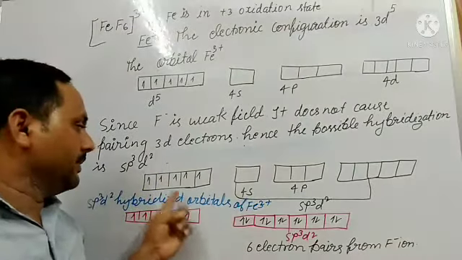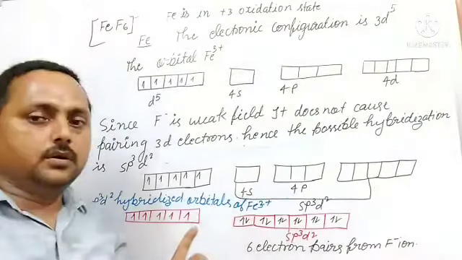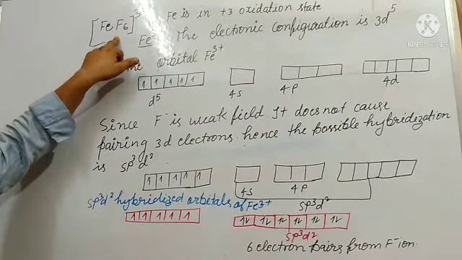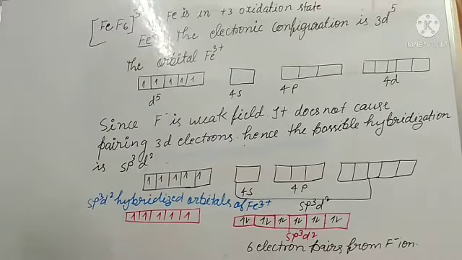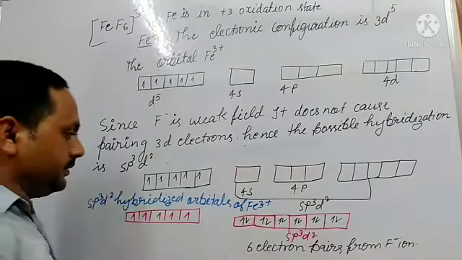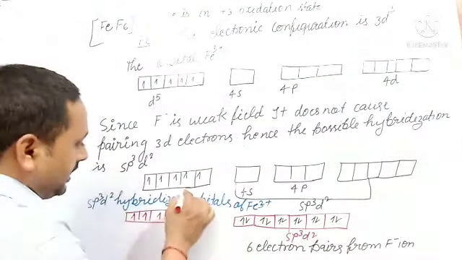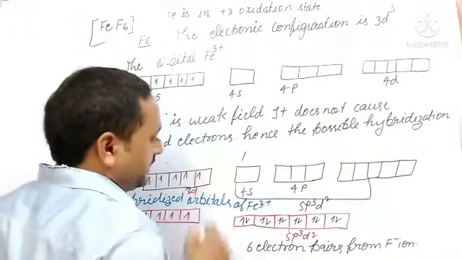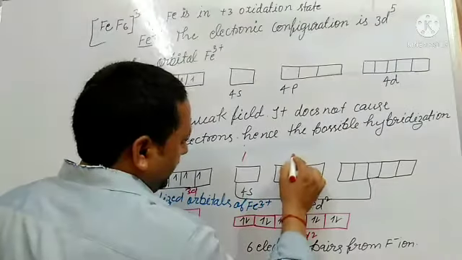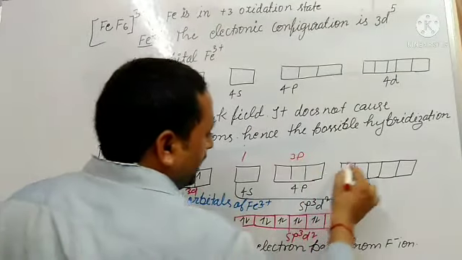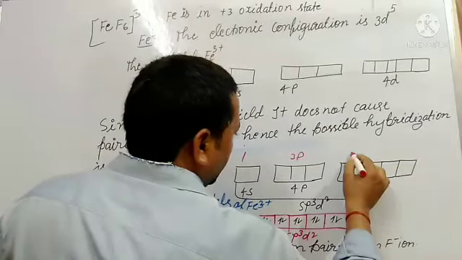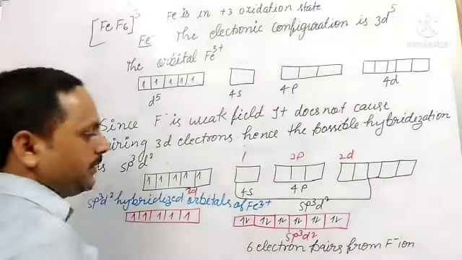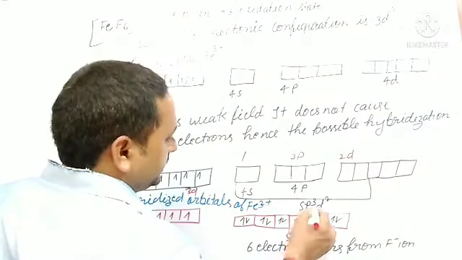So 6 orbitals will be used for hybridization. Here the central metal atom is surrounded by 6 ligands. So the possible hybridization is this. Here this is 3d, it could not pair the electrons. 3d electrons are here, and it will use one 4s, three 4p, and two 4d. So overall they will mix up and form sp3d2 hybridization.